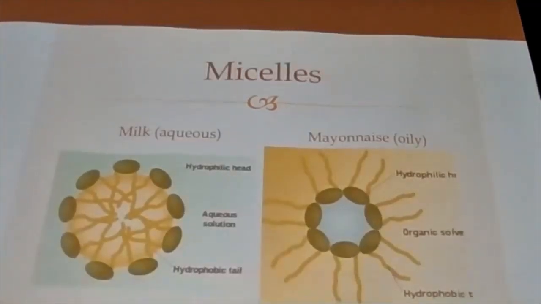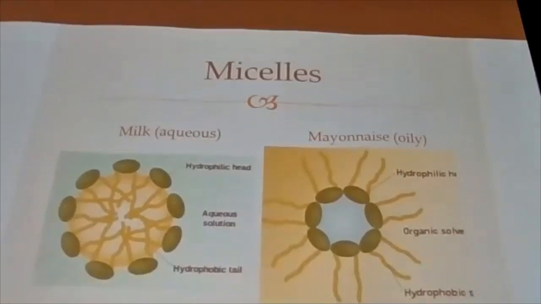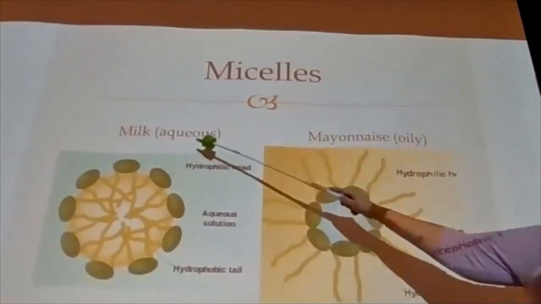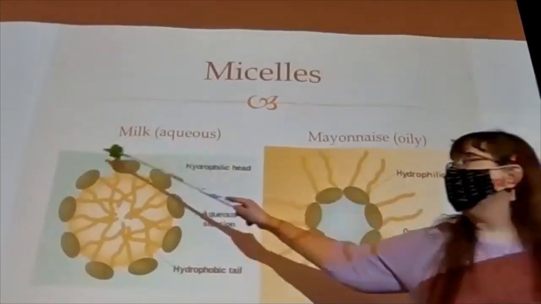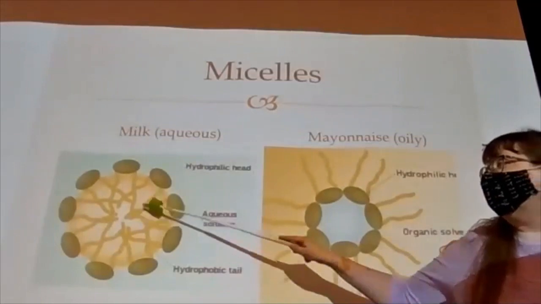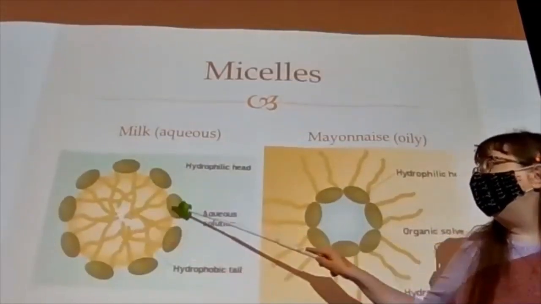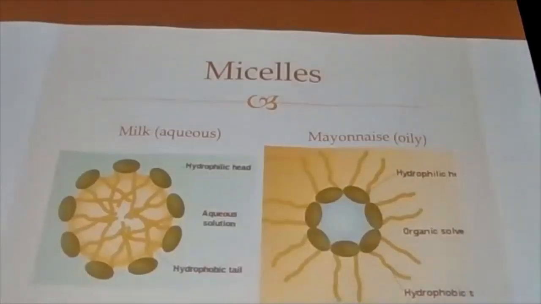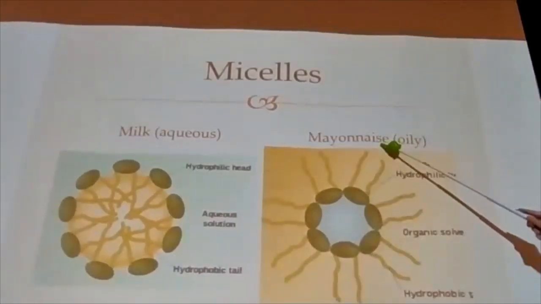This is kind of a close-up of micelles, and just to emphasize in different areas what they might look like. So with milk, most of the things are water. So this outside area is water, and the inside is where the oils would be, and we would have a micelle with the phospho heads pointing out. And it would reverse itself to form mayonnaise.